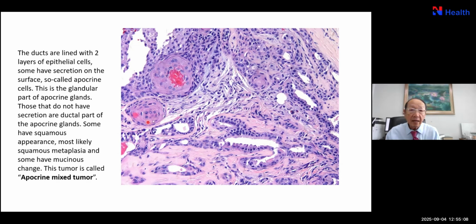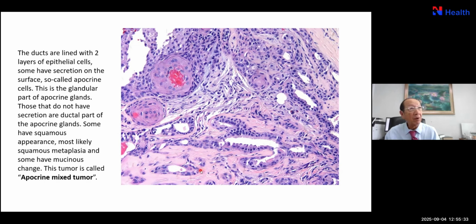And this duct, the cell becomes squamous cell, maybe a process of metaplasia. So because of the mixed features of the ductal and the stroma, it's called mixed tumor. The tumor cells are apocrine. We call it apocrine mixed tumor.